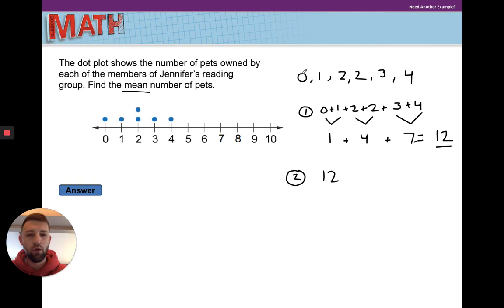Well, I had 1, 2, 3, 4, 5, 6 numbers. 12 divided by 6 is 2. And 2 pets should be your answer because we do have a word problem here. You need a unit to go onto that, 2, right? So average, mean, they're the same exact thing. Add up all your numbers, divide by how many numbers you have. That's a pretty simple concept, not too bad, okay?